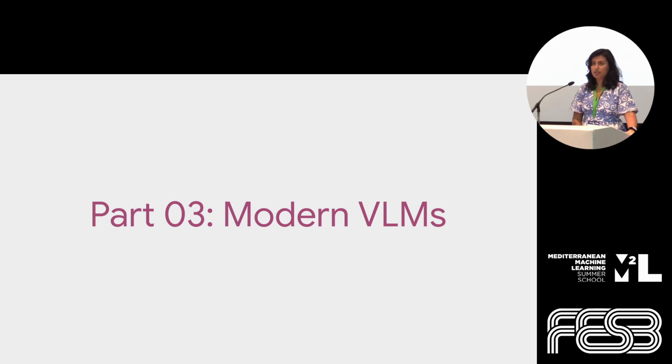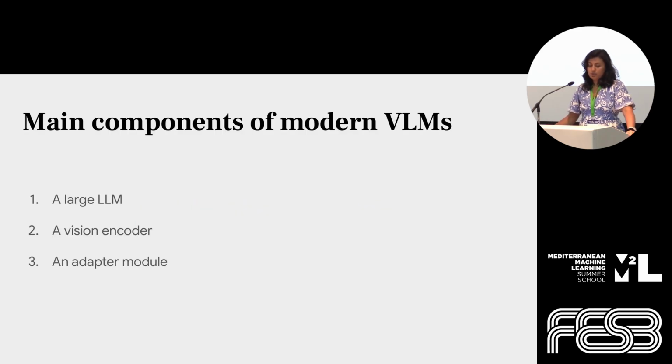Okay, so let's talk about modern VLMs then. What are the main components of modern VLMs? One, you have, of course, a large language model. And then the second is a vision encoder. And the third is a module that somehow adapts the LLM to understand the visual inputs, either right from the beginning or after the fact. And we'll see examples of both.